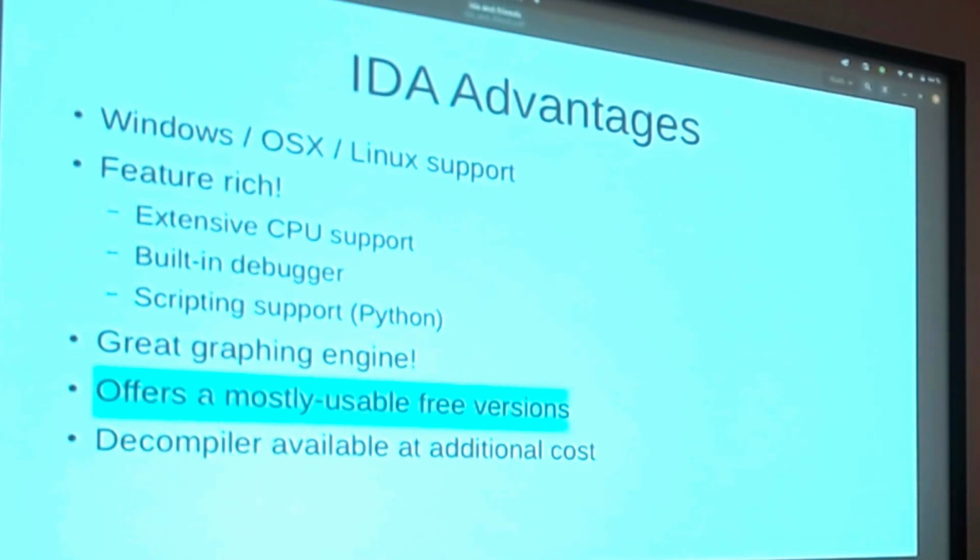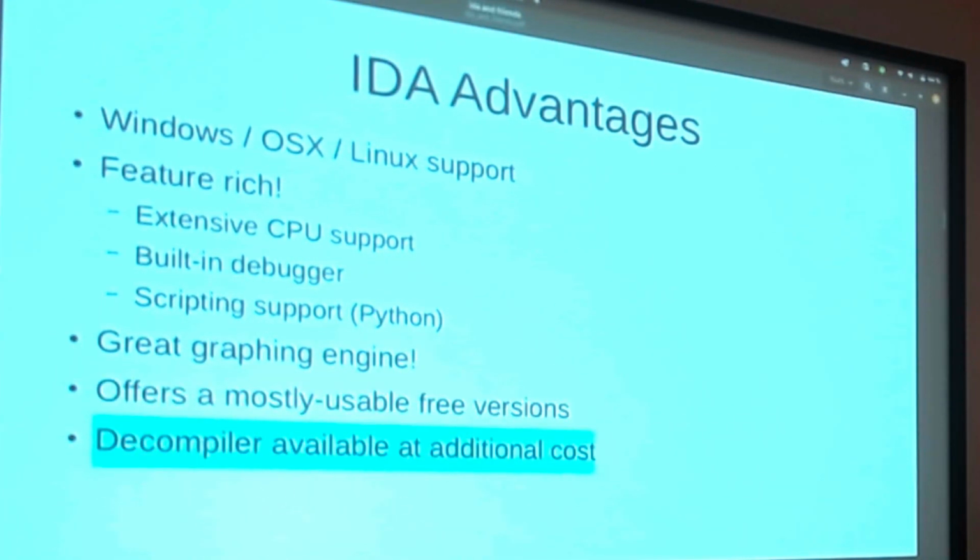I think Python scripting support is one of the main disadvantages. And also, the CPU architectures are fairly limited on the free version. And the paid version is quite expensive. So at least you can get x86 on the free version. IDA also offers a decompiler.